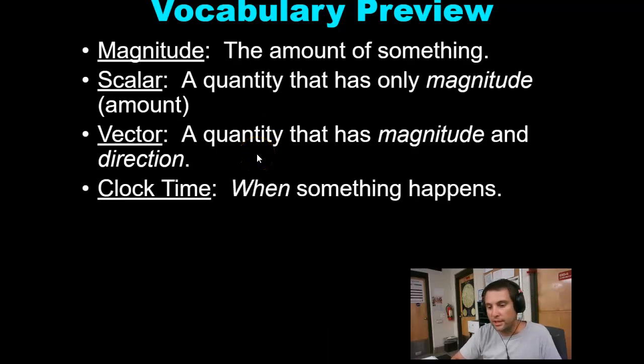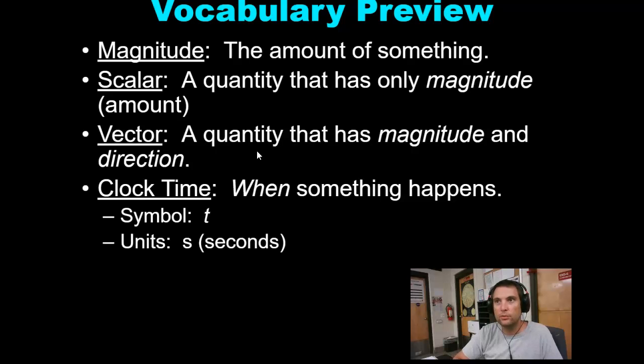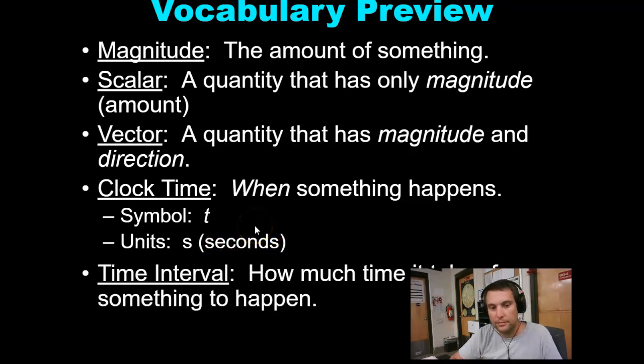Clock time is when something happens. I'm recording this video at 7:46 a.m., so that's when I'm recording it. In physics, we use symbols to shorten down a lot of these. So we'll use the symbol t and the unit seconds. So something happened at 14 seconds after the start time.